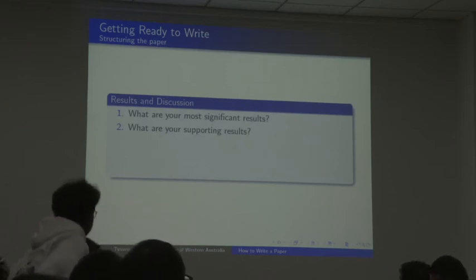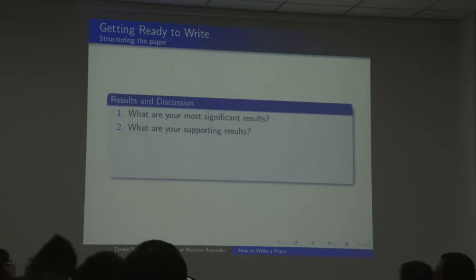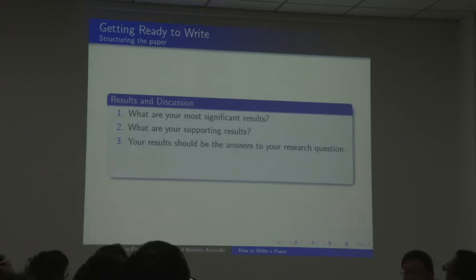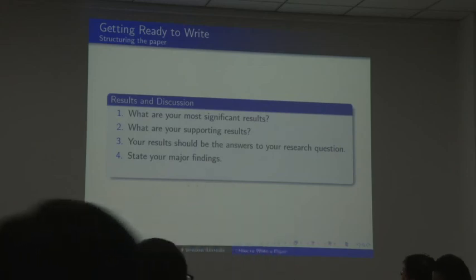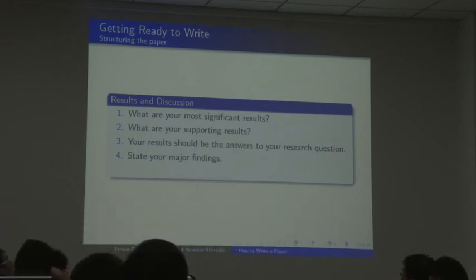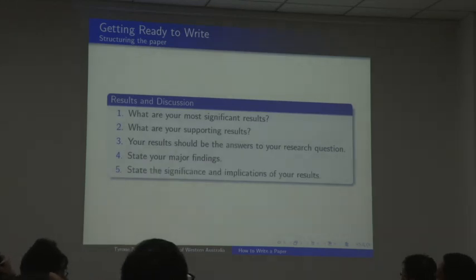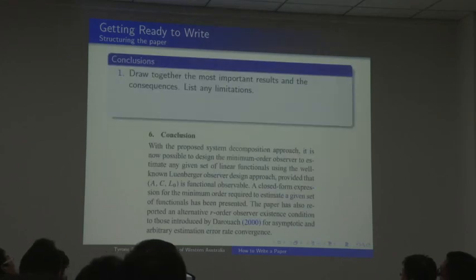Because you will have your main significant results, but you will also have some supporting results, so you need to state those. Your results should be the answer to your research question. So that should be the answer to the question you have. And you need to state your major findings. What is your major finding in this piece of work? You need to state that in the results and discussion. And you need to state the significance and implications of your result. What is the significance and the implication of the result? So these are things that need to be written.